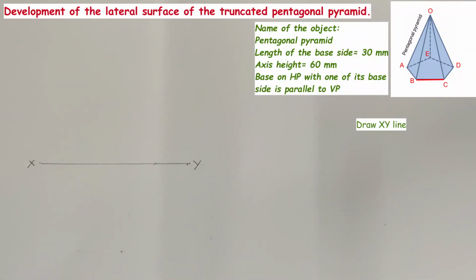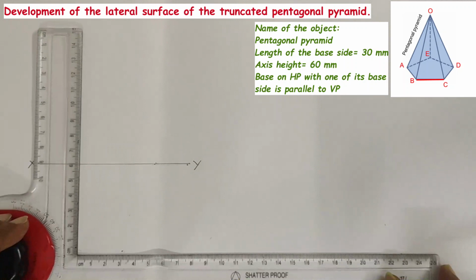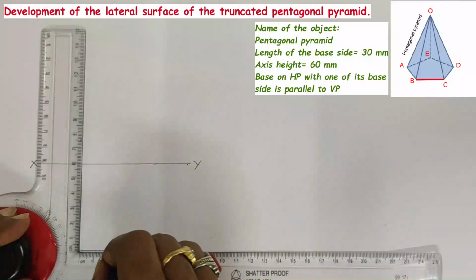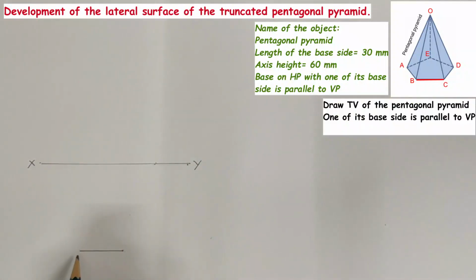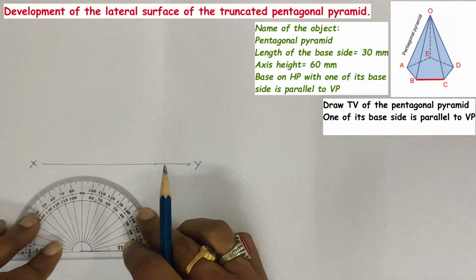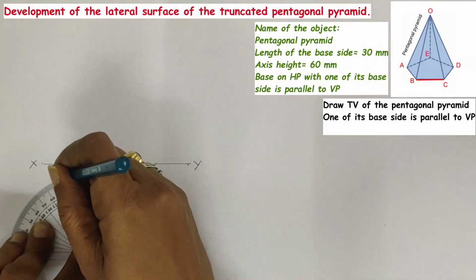Here, the pentagonal pyramid is resting on its base on HP such that one of its base side is parallel to VP. So, the top view of the pentagonal pyramid's base is a regular pentagon with one of its side parallel to the XY line. Here, the base side length of the pentagonal pyramid is given in the problem as 30 mm. So, with 30 mm as a base side length, draw base side of a pentagonal pyramid, then complete the construction of the regular pentagon with this base side length. The interior angle between two adjacent sides of a pentagon is 108 degrees.